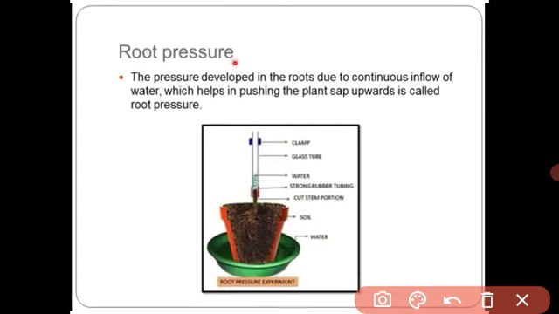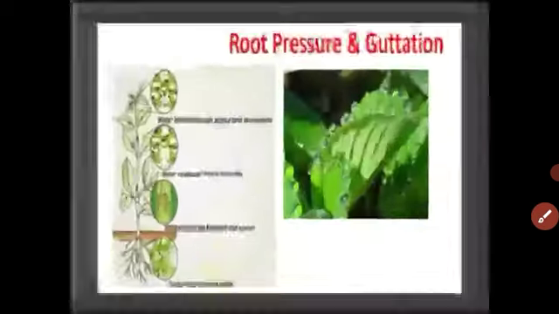Understood? An important definition is root pressure. Root pressure means the pressure which develops in the root due to the continuous inflow of water, and which helps to push the plant sap upward through the xylem tissue. It is called root pressure. Understood, student? What is meant by root pressure? Root pressure is the pressure exerted on the root due to the continuous absorption of water from the soil.